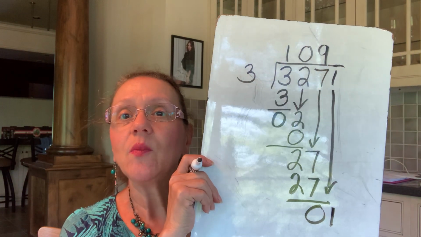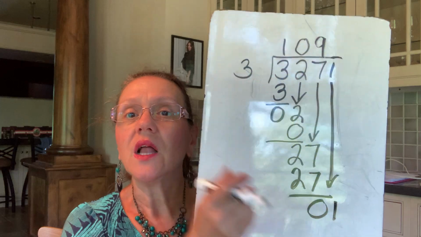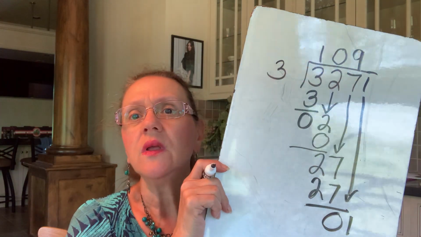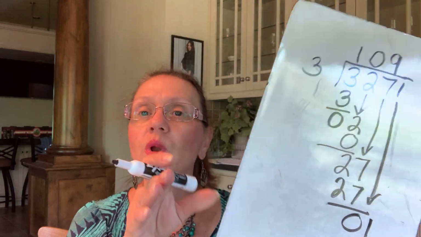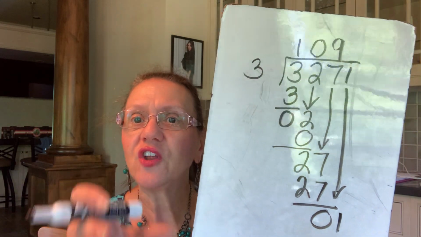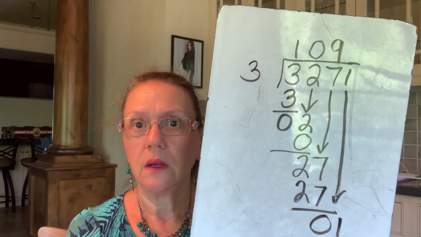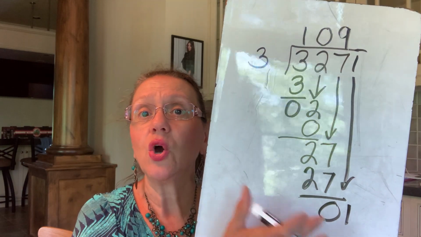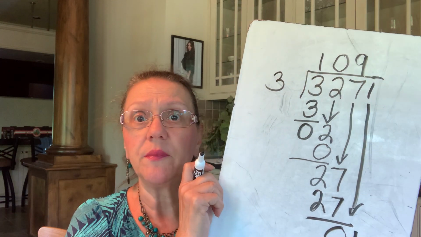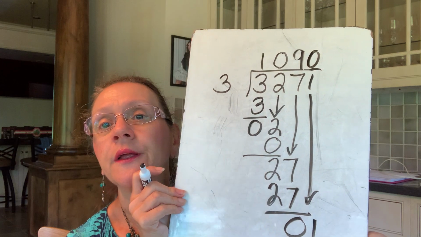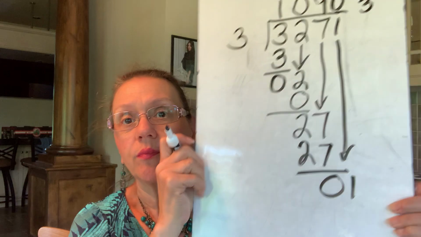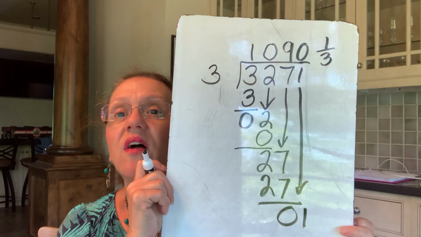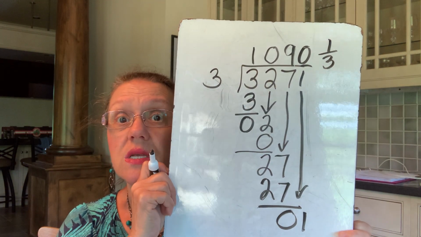We bring down the next digit because 0 is less than 3, so we've checked. Once again, how many times does 3 go into 1? A lot of people just want to say, well, it's 1, so that's my remainder. Well, we're not done yet. We have to keep going. Answer your question. How many times does 3 go into 1? 0 times. So we put our 0 up here. Now we're done. We put our remainder 1 over 3. This is when you have your zeros in your quotient.